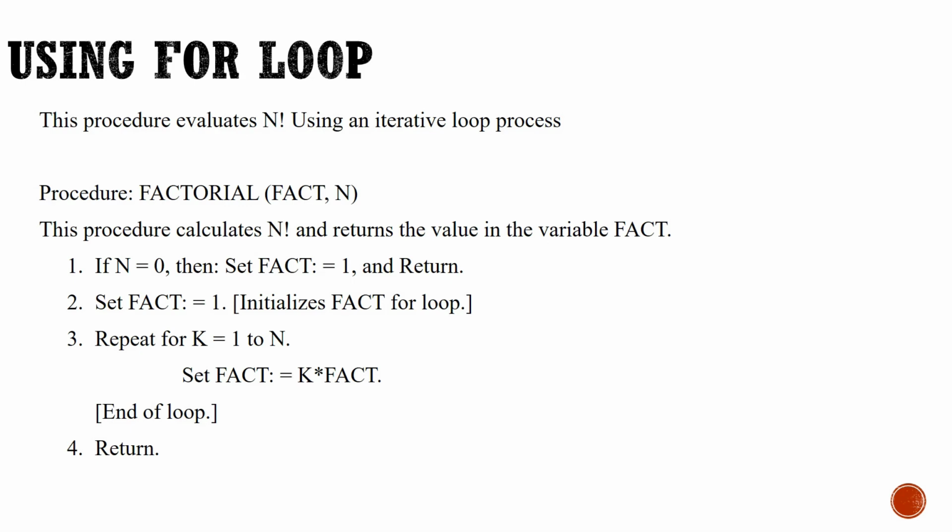Now k gets incremented. k is now 2. What is the value of fact? Fact was 1. 1 into 2, 2 will be stored to fact. Next k gets incremented. k is now 3. Now what happens? k is 3, 3 into what is the value of fact? 2. k 3 into 2, that is 6. That will be stored to fact. Now once we close our for loop, then we return the fact value. The fact value is 6. So this is how the for loop will compute the factorial of the number.